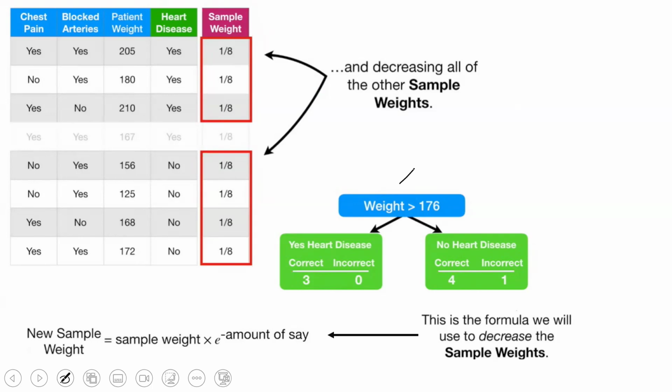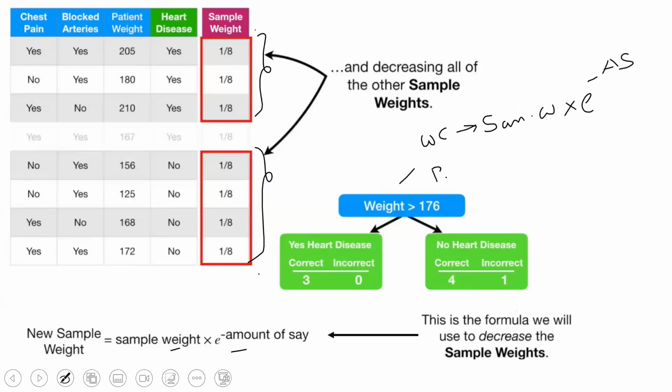For the second term, the importance for these records should be decreased, in the sense that the sample weight for these records has to be decreased. So the new weight for the rightly classified samples is equal to sample weight into e to the power of minus amount of say. For misclassified, it is sample weight into e to the power of amount of say. This is for wrongly classified records.